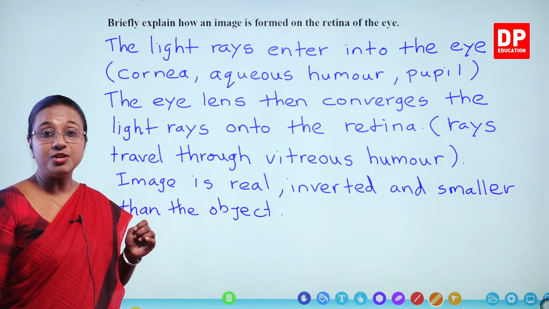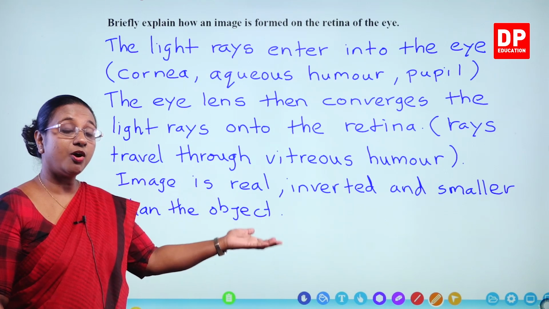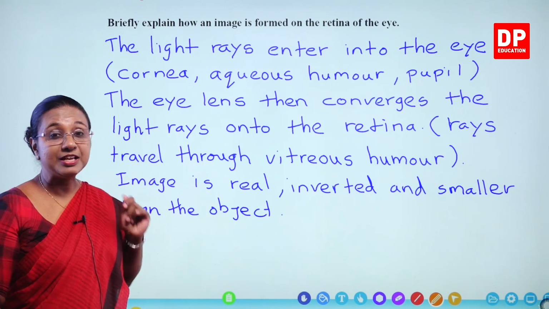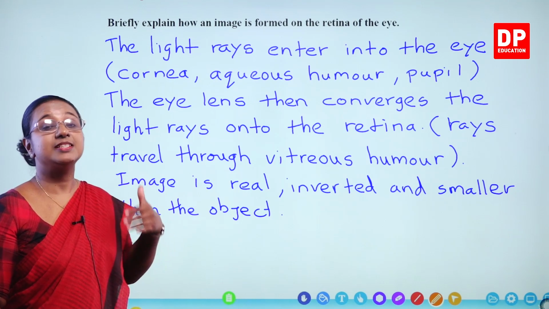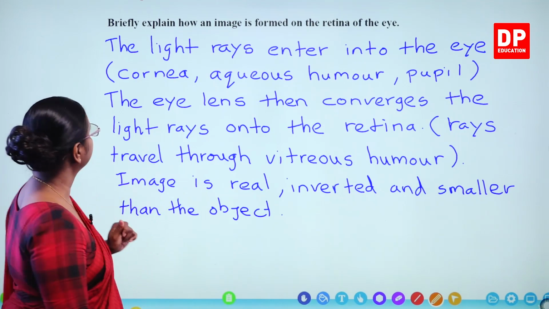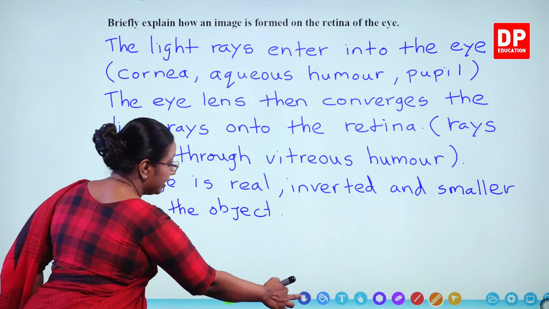And here also you all know, students, when we observe a far or distant object, the curvature of the lens decreases, and when we observe close objects, the curvature of the lens increases. So, you can include that as well.